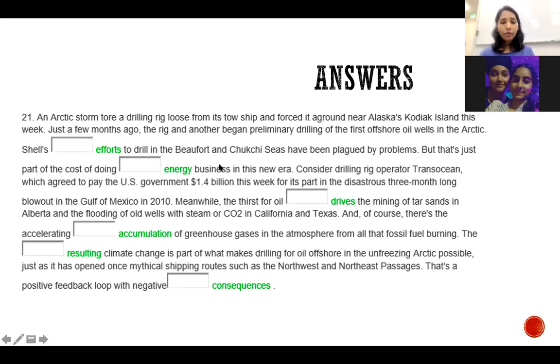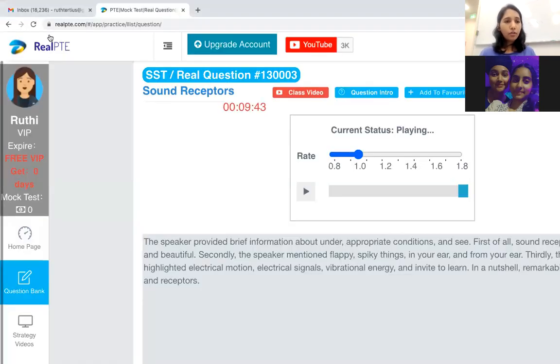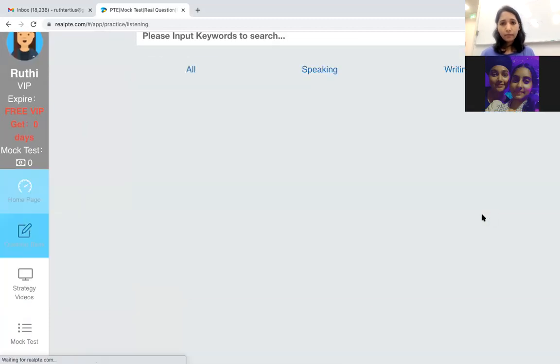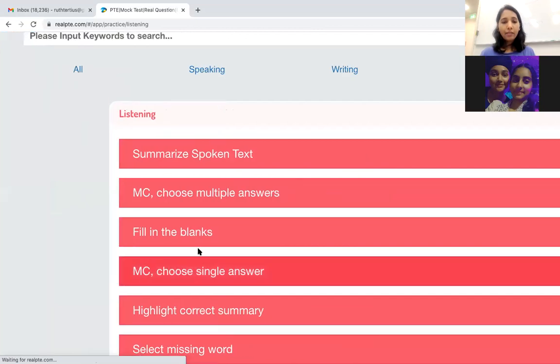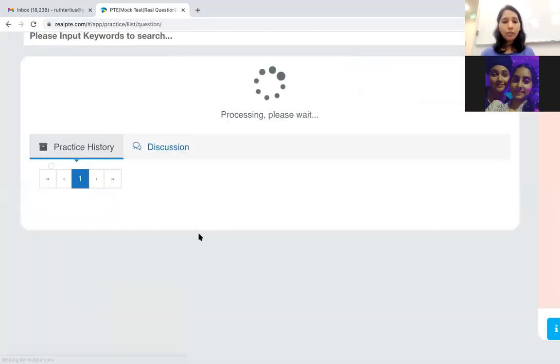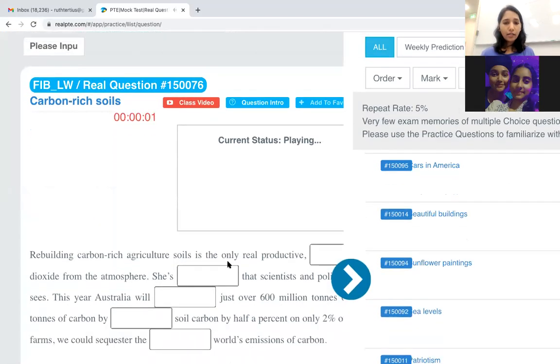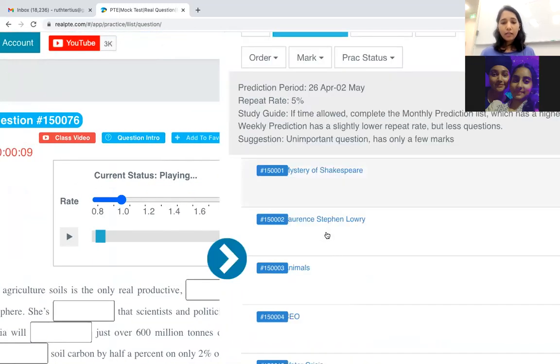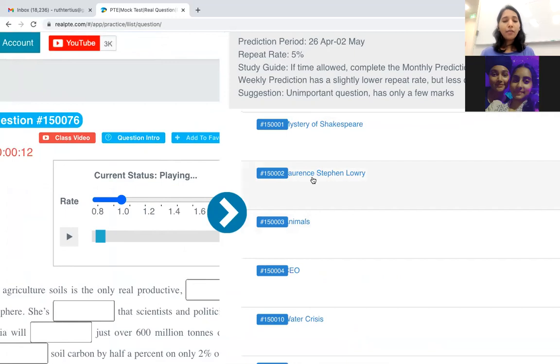So let's do a few of these. So I'll go back to listening. Can you see my screen? Yes. So we're doing fill in the blanks questions. Let's do the repeated ones. So this is not your question. We look at the repeated questions, in the order of high frequency first. So I'll start off with the second one.